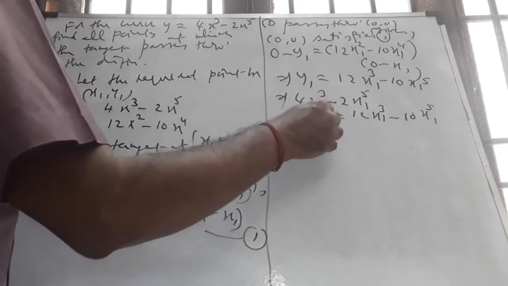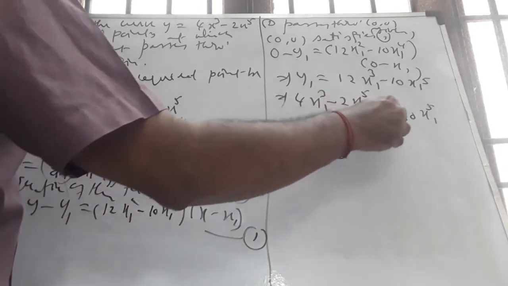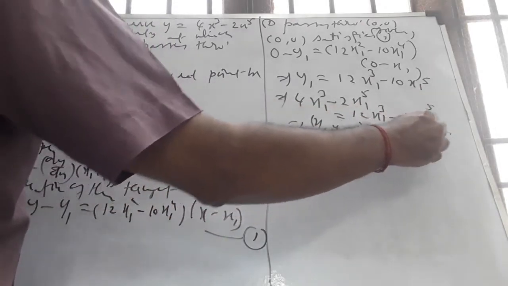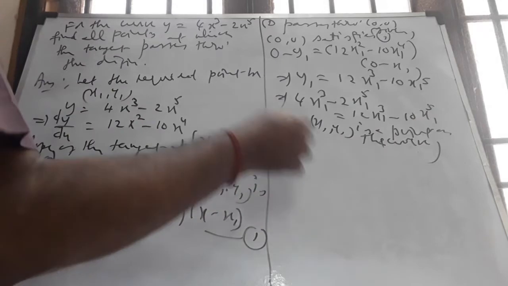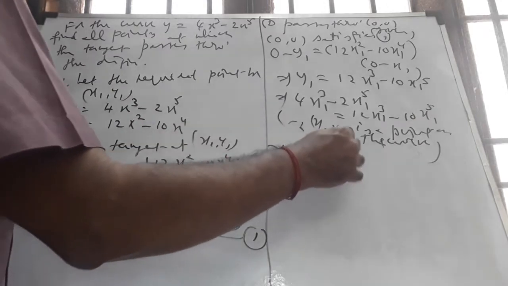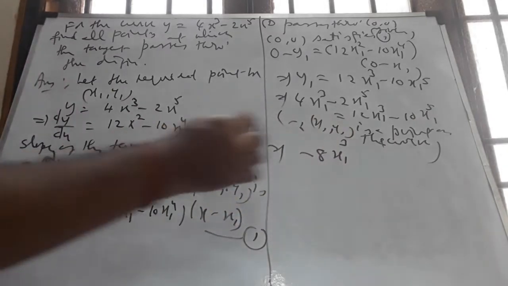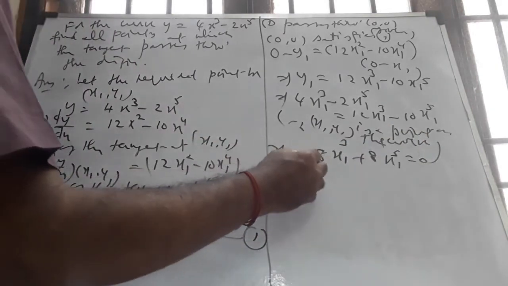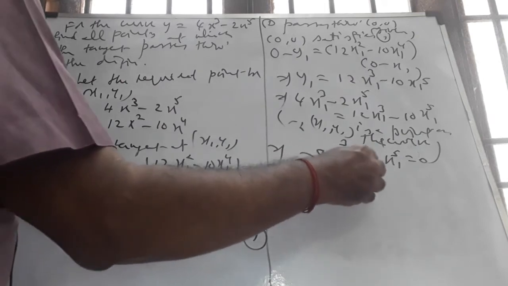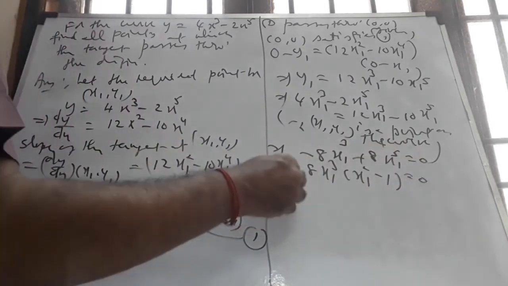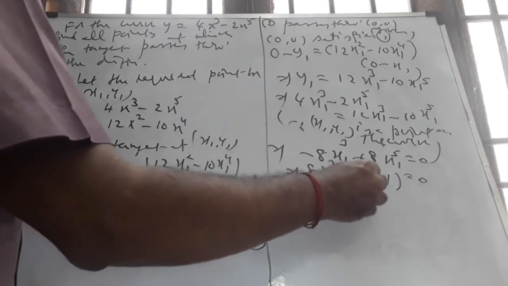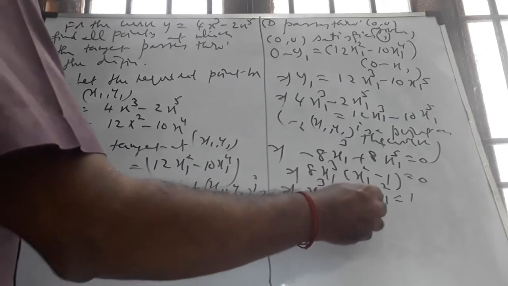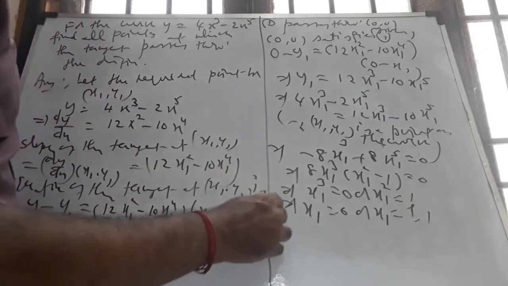Since (x1, y1) is a point on the curve, I get the LHS over there. Let me bring everything to one side: minus 8x1 cube plus 8x1 power 5 is equal to 0, which implies 8x1 cube into (x1 square minus 1) is equal to 0. Implies x1 cube is equal to 0 or x1 square is equal to 1. Implies x1 is equal to 0 or x1 is equal to plus or minus 1.